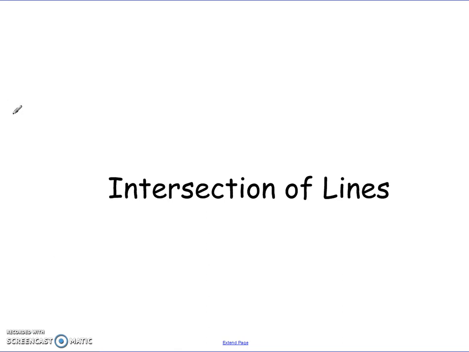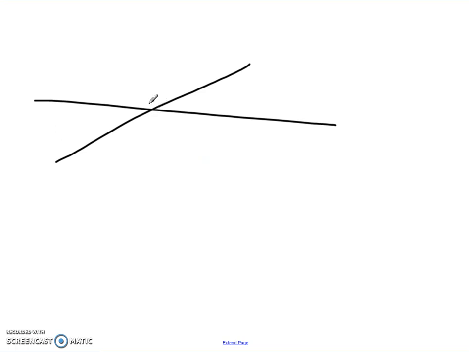What we're going to be looking at now is if I have two general lines somewhere in an environment, so a line there and a line there, we're going to be calculating where those two lines intersect each other, so where they meet and where they cross.